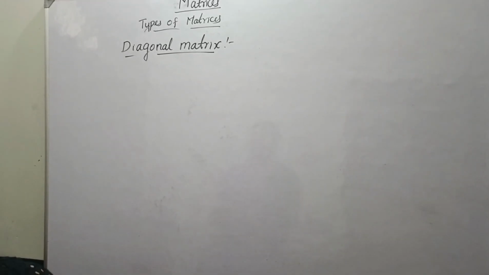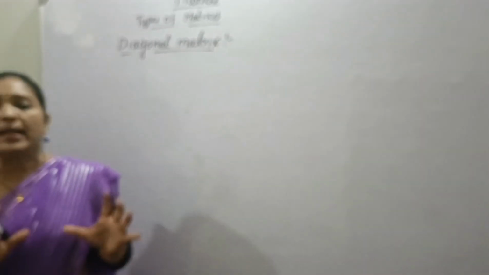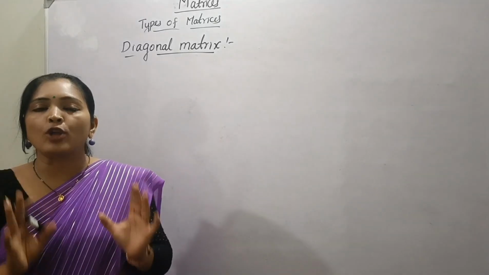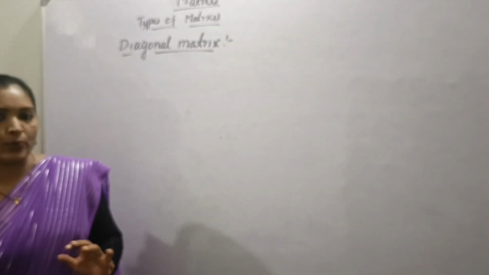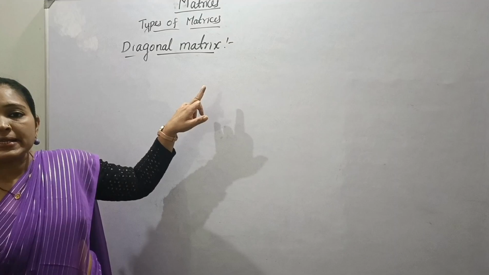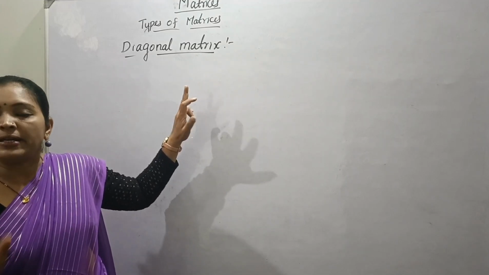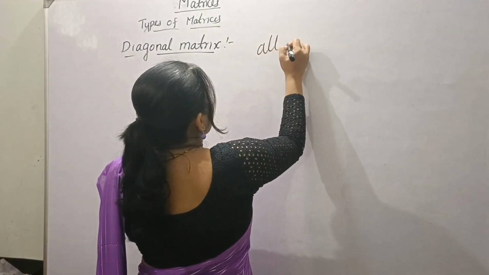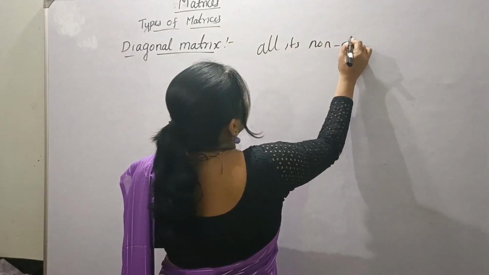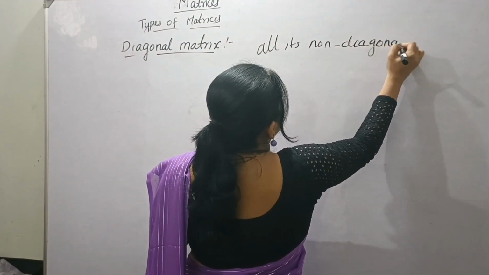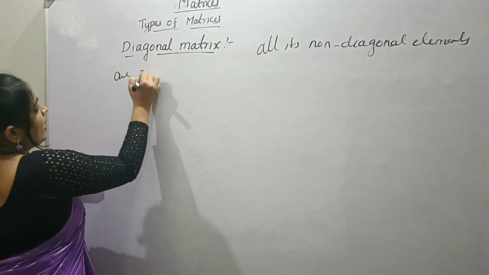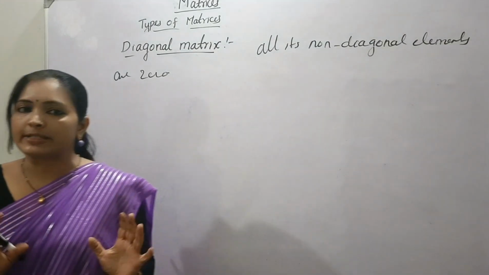Next is diagonal matrix. Diagonal matrix is a square matrix in which all its non-diagonal elements are 0. Remember, diagonal matrix is a square matrix in which all its non-diagonal elements are 0.